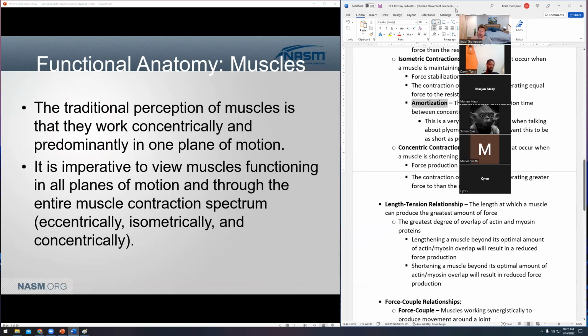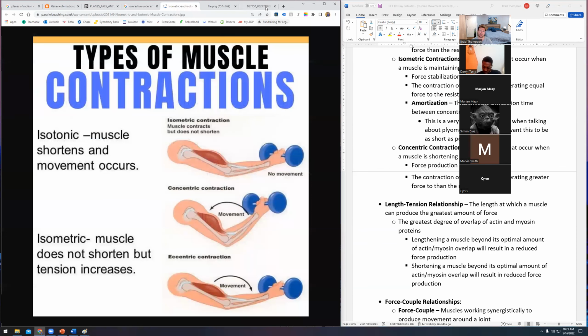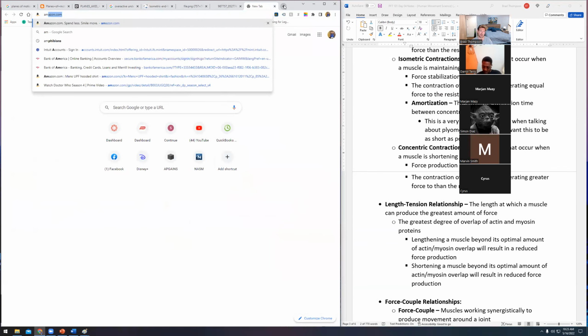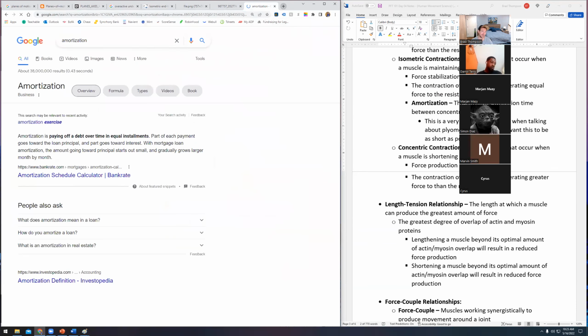Anybody out there who has ever bought a house, by the way, speaking of houses, you actually might be familiar with the term amortization. If I Google amortization, I'll bet I'll actually get a real estate picture. Yep.